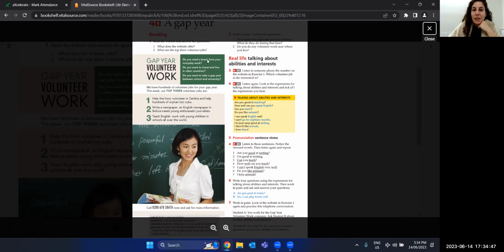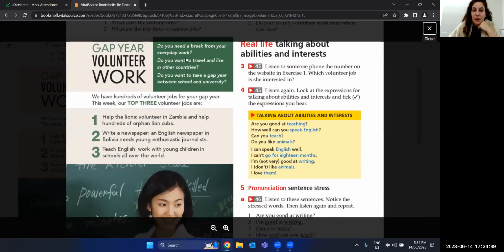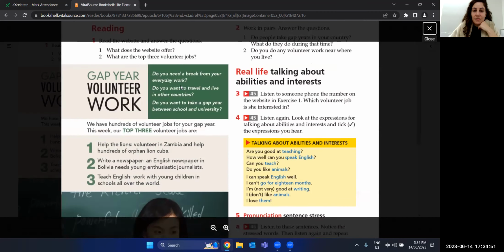So, do you need a break from your everyday work? Do you want to travel and live in other countries? Do you want to take a gap year between school and university? So we understand these questions in the present simple. Do you need a break? Do you want to travel? Do you want to take a gap year? Okay, let's pretend that we're all interested.